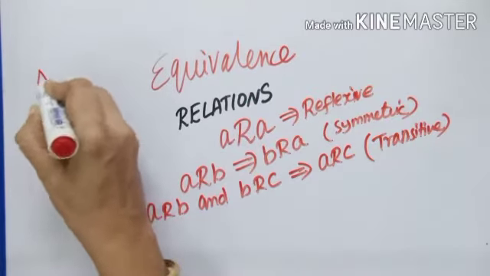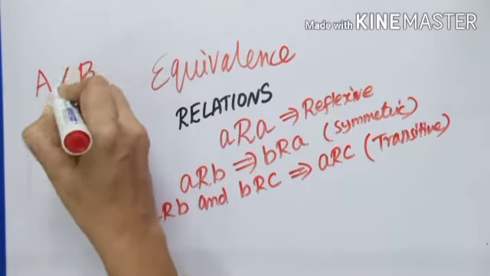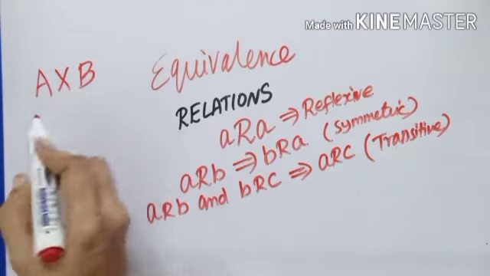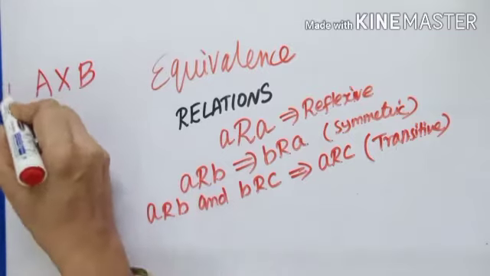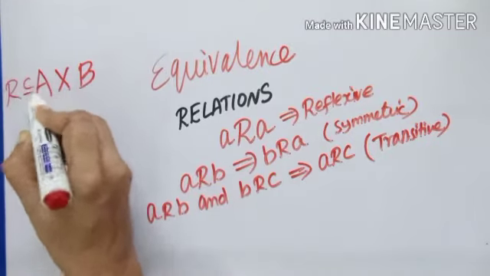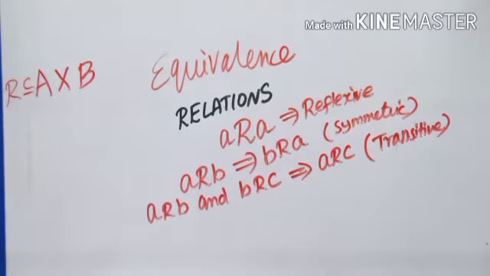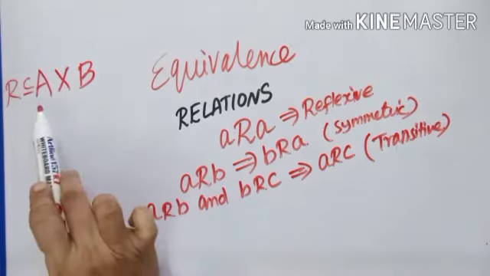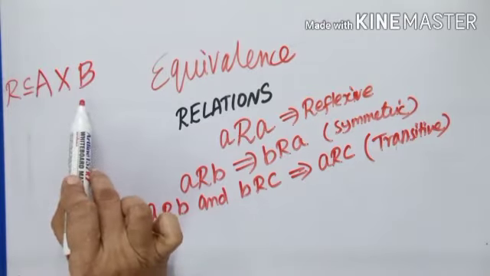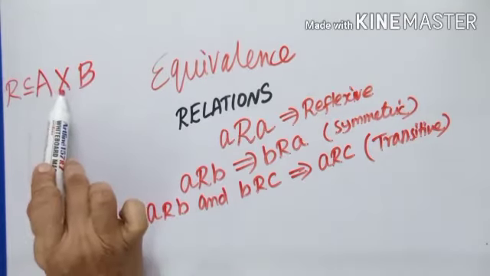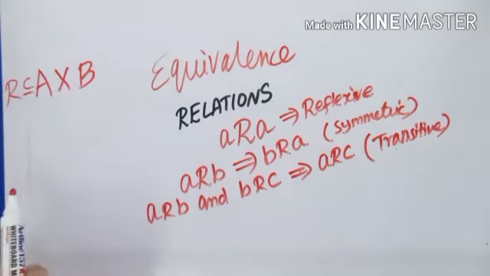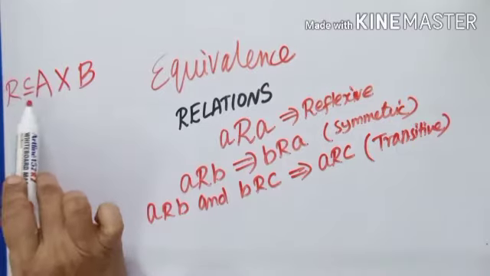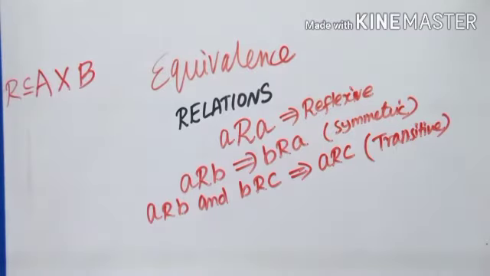Take two sets A, B. The Cartesian product we call as A cross B. Relation R is a subset of A cross B. So we are taking two non-empty sets, say A and B, and finding the Cartesian product. R we denote as relation, which is a subset of A cross B.